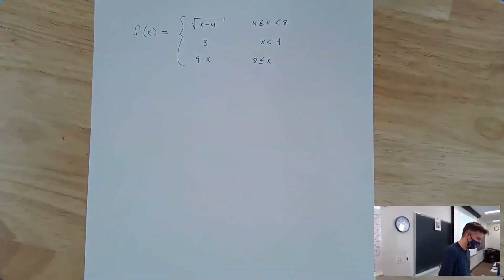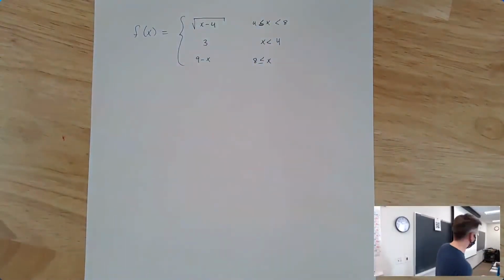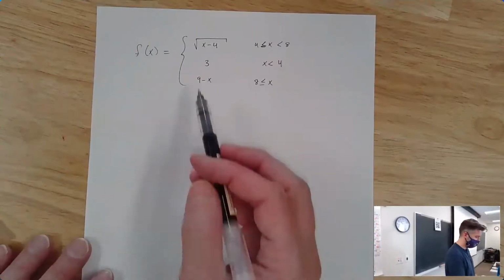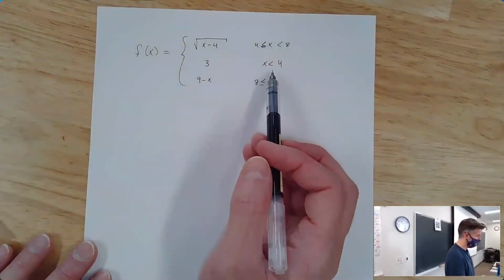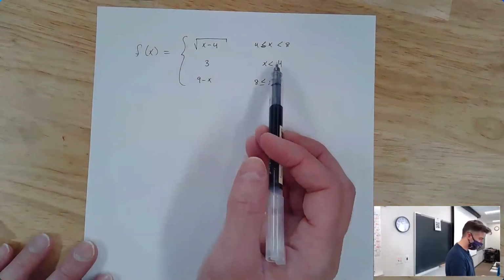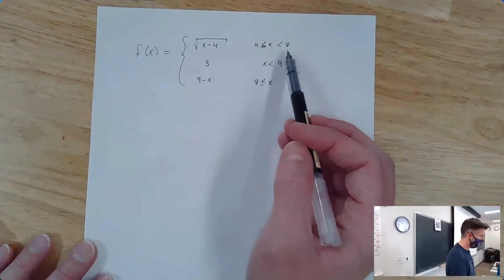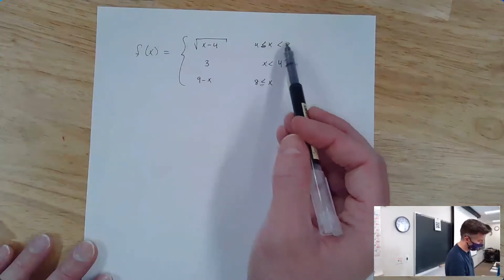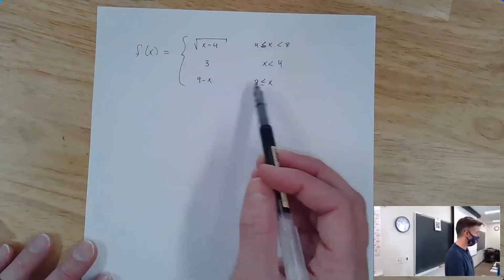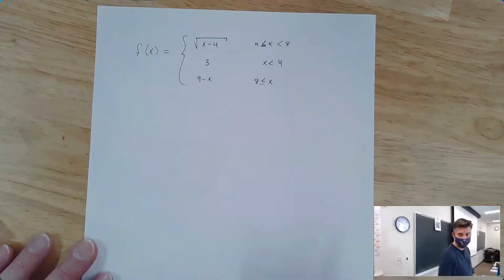Here's our piecewise function, written very much out of order. So I'm going to read it in order. It's equal to the function 3 when x is less than 4. It's equal to the square root of x minus 4 when x is between 4 and 8, including 4, not including 8. And it's equal to 9 minus x when x is bigger than or equal to 8.